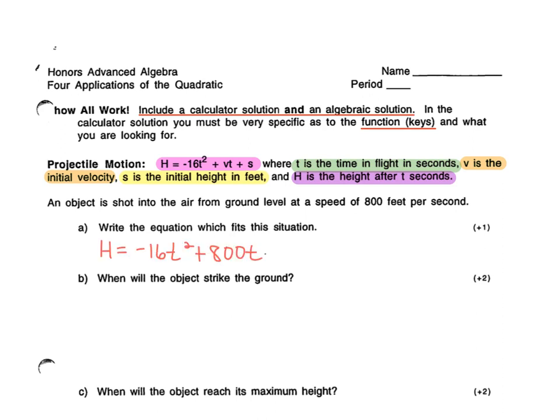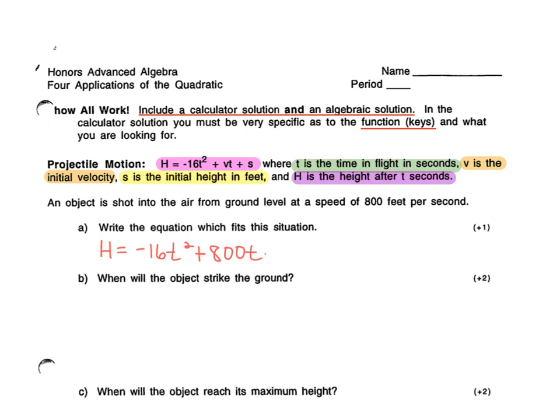Our equation for this scenario would be that h is equal to negative 16t squared plus 800t, because our velocity was given to us to be 800, times t. And if the object was shot into the air from the ground, our starting height is going to be 0.